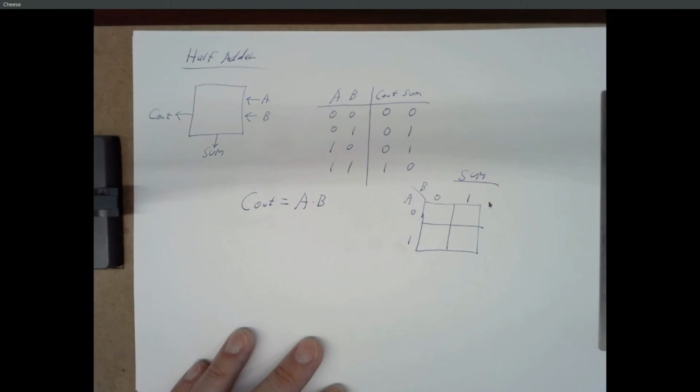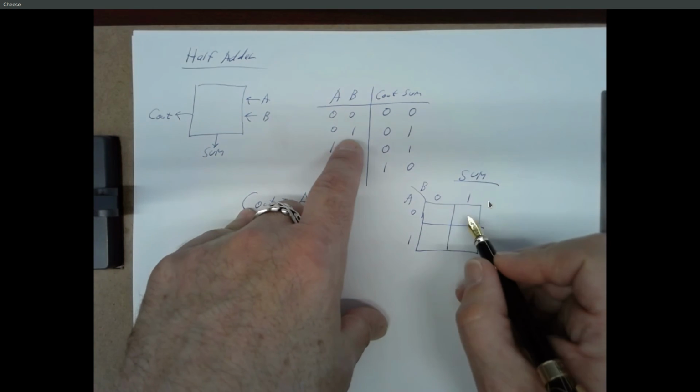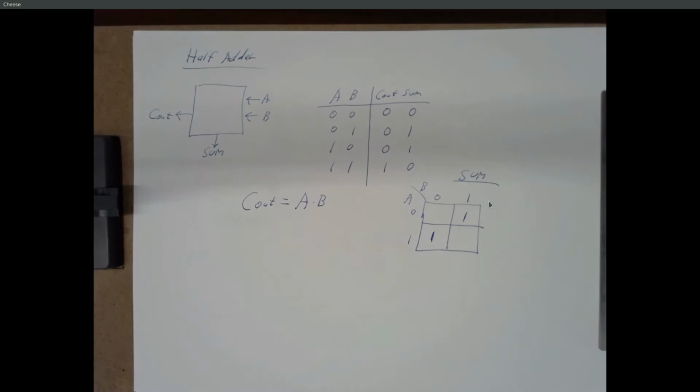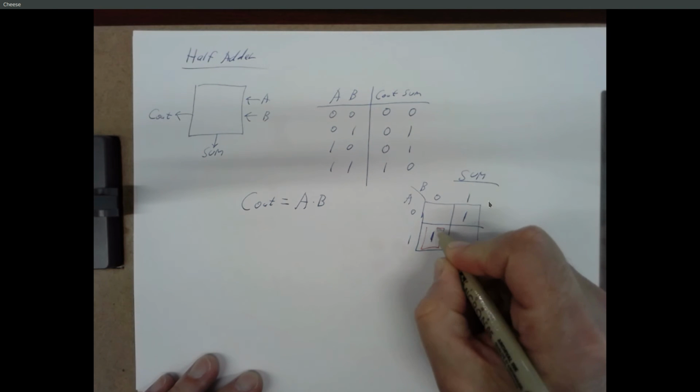How about the sum? We want a 1 if A is 0 and B is 1, or if A is 1 and B is 0. There's our K-map. Almost. That's an XOR, right? Checkerboard. And since we only have 2 terms and we've only got 2 inputs, it's not too bad to just write the equations for this.